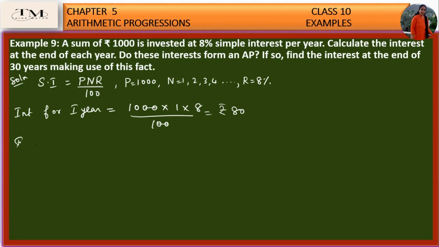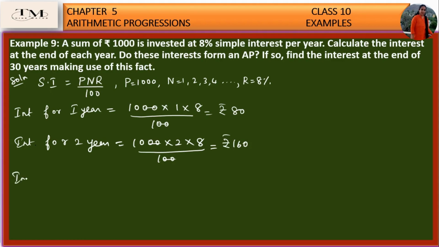So interest for the second year. What will be the interest for the second year? 1000 into 2 into 8 divided by 100. So these two zeros get cancelled. 10 into 2, 20. 20 into 8, it is 160.